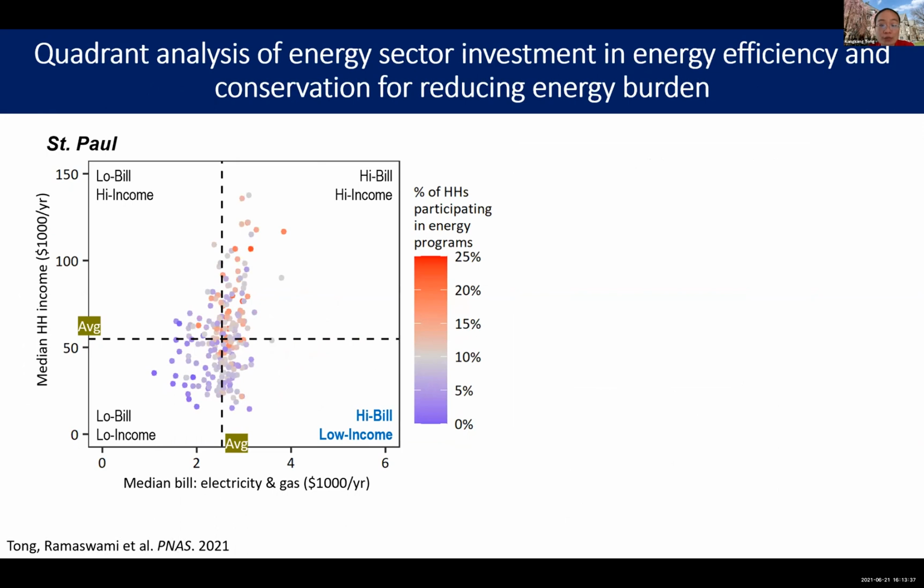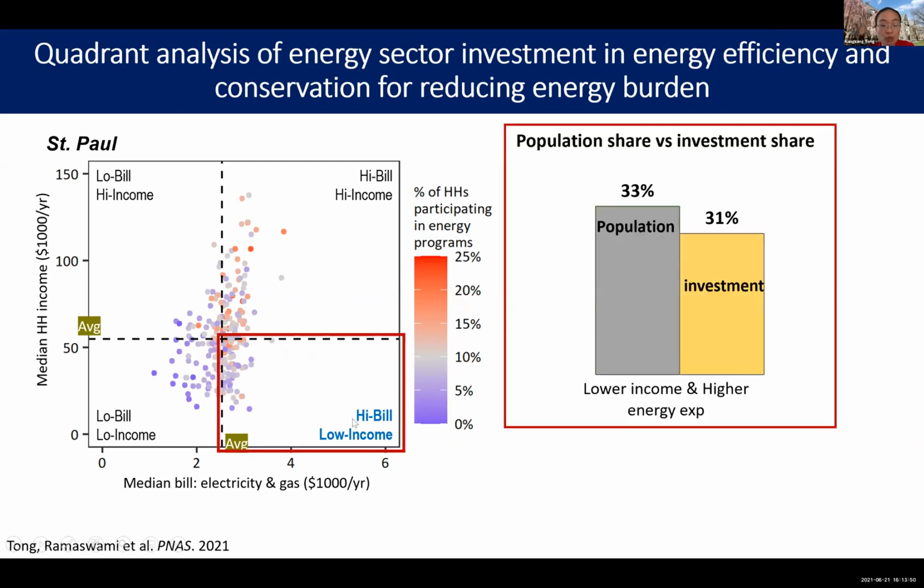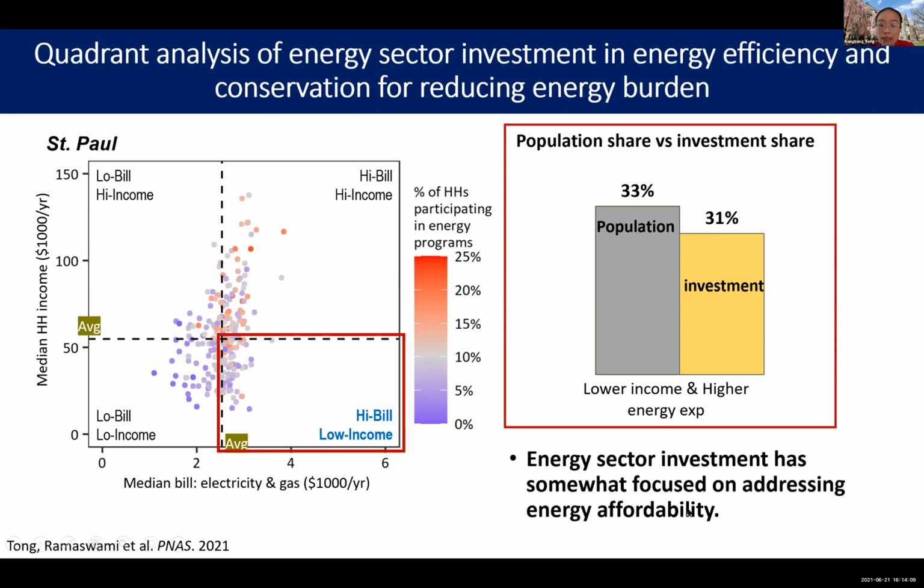And then in terms of addressing energy burden, here the quadrant is divided based on energy bill and household income level, and we analyze the same participation level. The quadrant that we focus on is the one with high energy bills and low income. It's not the best participation, but it is also not the worst. The investment proportion is lower, but not terribly so relative to population. And that gets to whether the current investment has focused on addressing energy affordability.